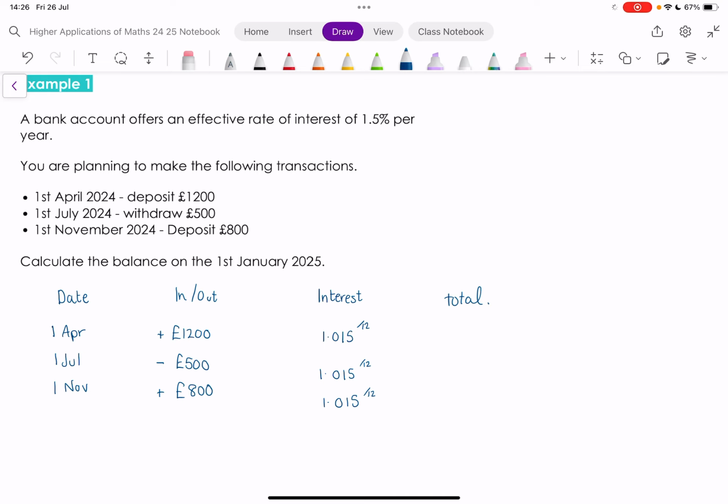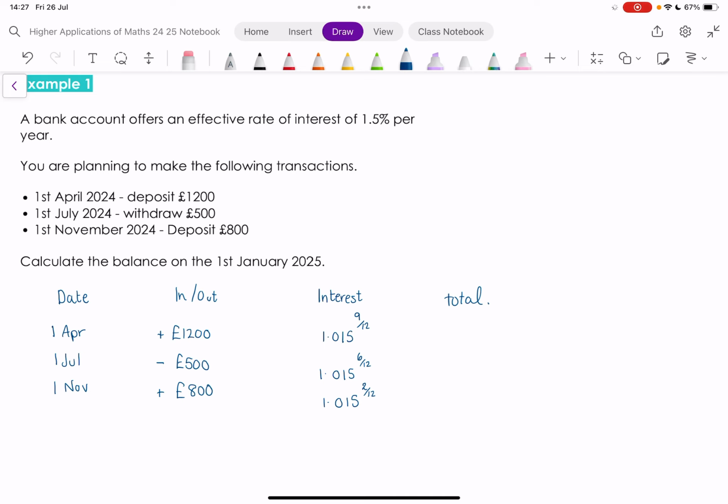Okay, so now I just need to think about how many months are involved for each of these amounts of money. Okay, so we're trying to work out the balance on the 1st of January 2025. Okay, which means there's not going to be any interest in January. We're thinking about the interest up to the end of December. Okay, so from April to December, that's a 9-month period. So that's 9/12 that I'm going to put in there. Okay. From July until December, that's a 6-month period. And then November, December is a 2-month period.